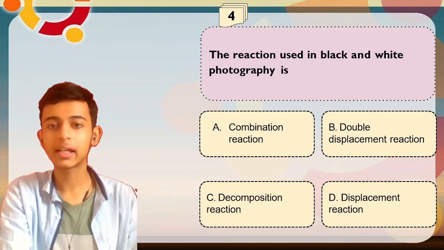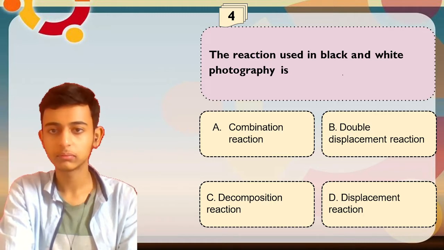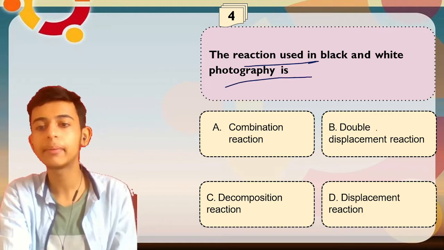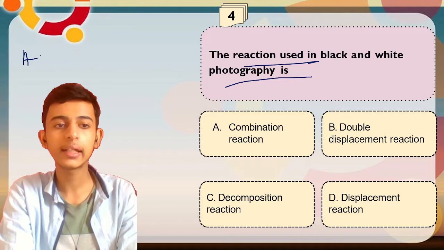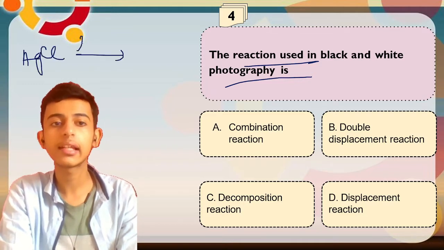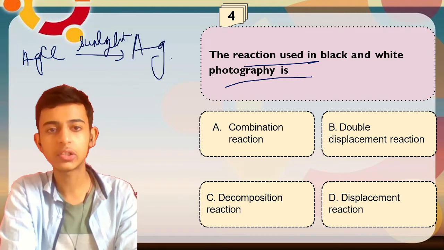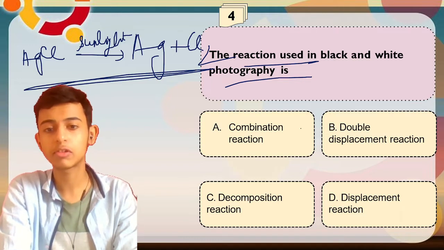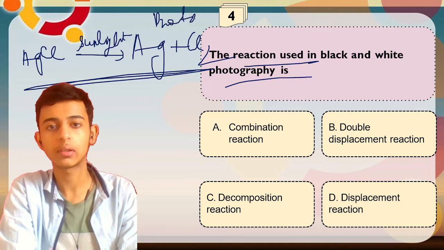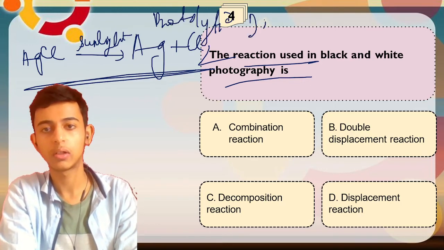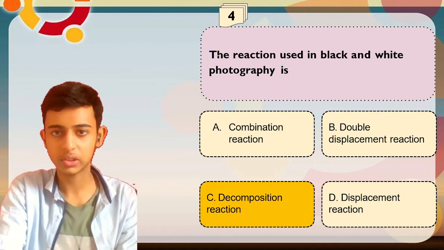Fourth, the reaction used in black and white photography is. Which is that reaction that we use? What do you think? Combination, double displacement, decomposition, displacement. For those of you who are unaware, we take AgCl, silver chloride, and in sunlight it breaks into Ag plus Cl2. This is used in black and white photography. As you're able to see, it is photolytic decomposition. So the answer is decomposition.